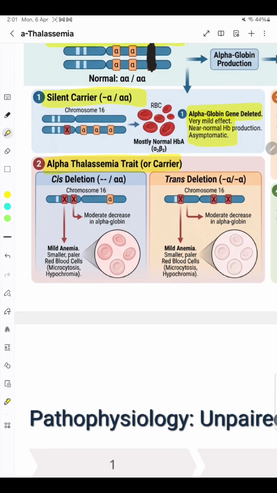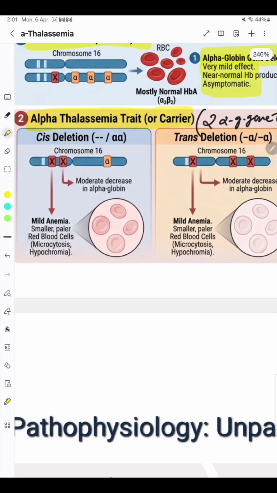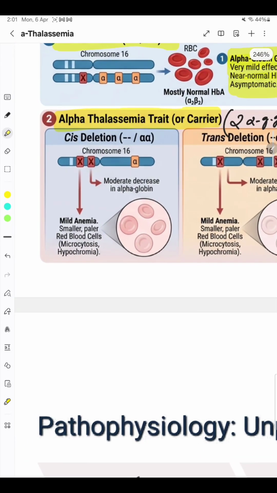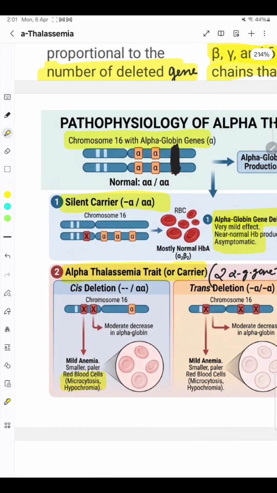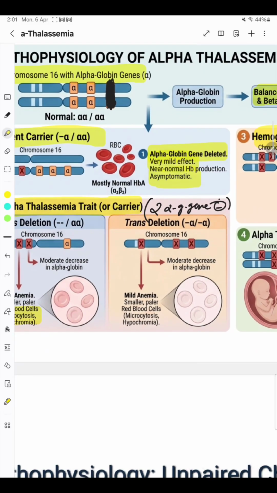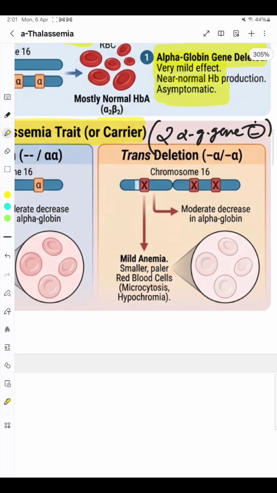The second condition is alpha thalassemia trait or carrier. In this condition, 2 alpha globin genes are deleted. This is similar to beta thalassemia minor. Clinically, there is microcytosis on peripheral smear and mild anemia with pale RBCs.